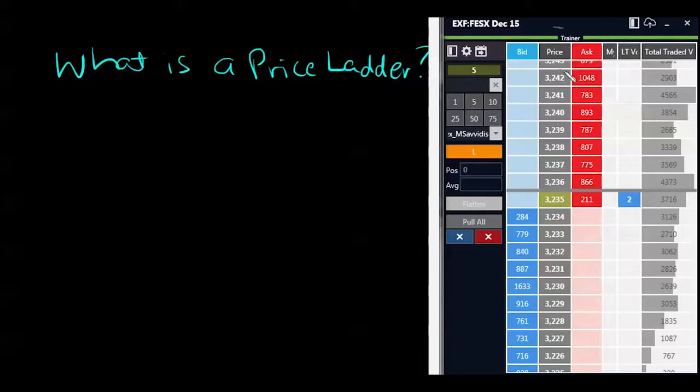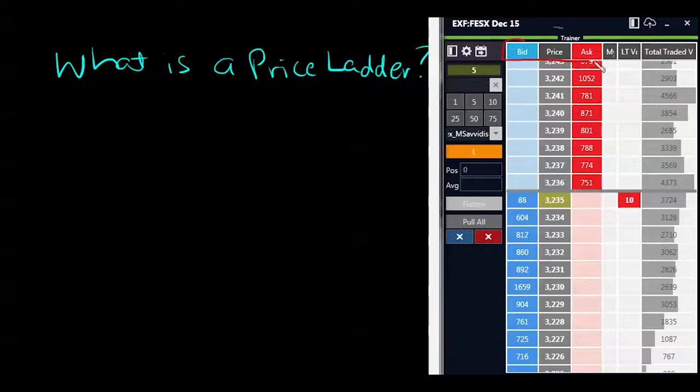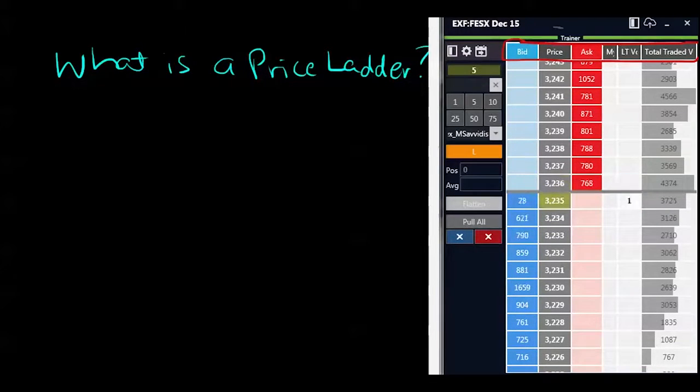Now the very first thing that I wanted to highlight is the price column. As you will notice, the price ladder is made up of certain columns. The first column that we're going to go through is the price column, just highlighted there. In this price column, we have every tick increment of the specific product that is traded.